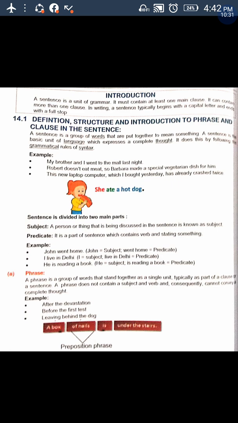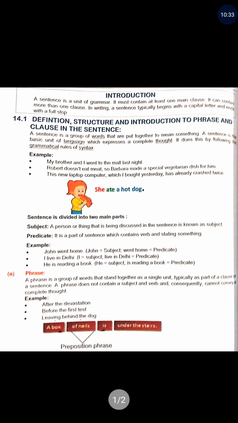Okay. So I hope you all have understood the sentence. What is a sentence? A subject and predicate, the two parts which form the sentence, and phrase and clause, how these are forming sentences properly. Okay. Now go through the video very properly.